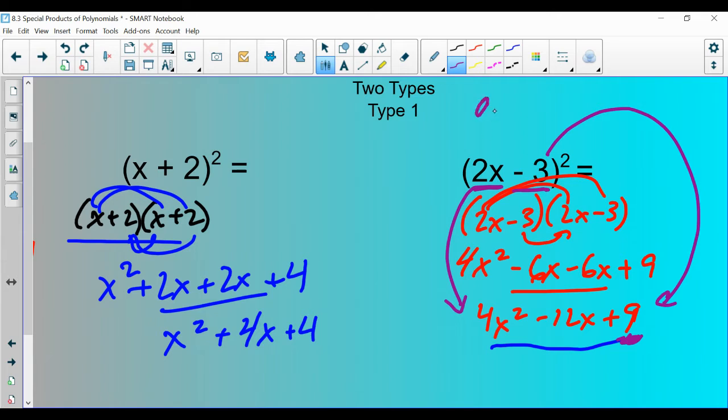So if you have a plus or minus b here, and you're squaring it, the first term is going to be the a squared, the last term is going to be the b squared, and the middle term is going to be the 2ab.